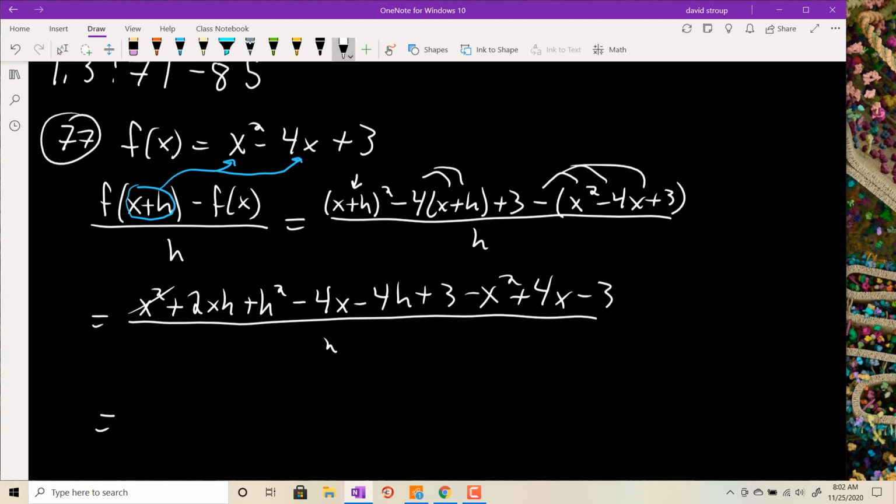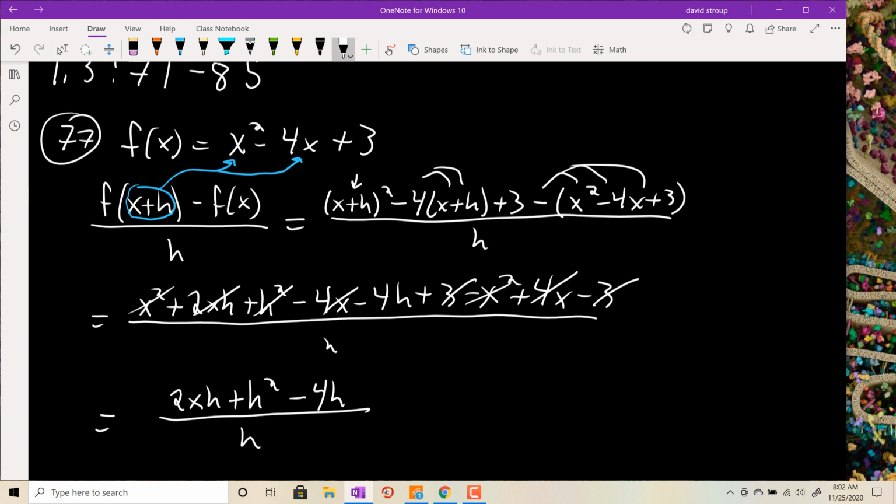Combine like terms, x squared minus x squared is 0. There's no more 2. I got 1 2xh. I got 1h squared. The 4 x's cancel. So you should have some cancellation going on. If you don't, then something is wrong.